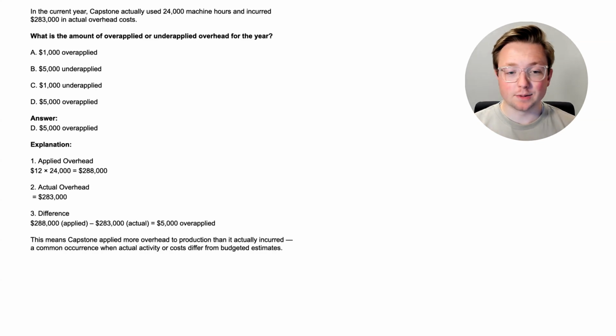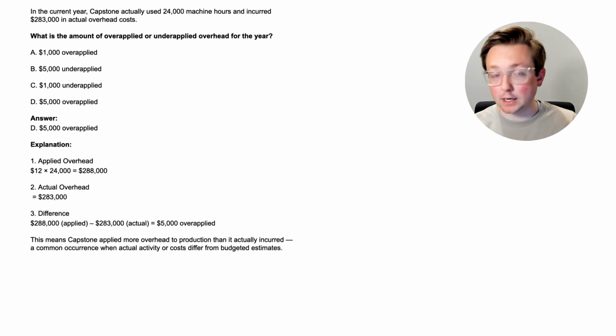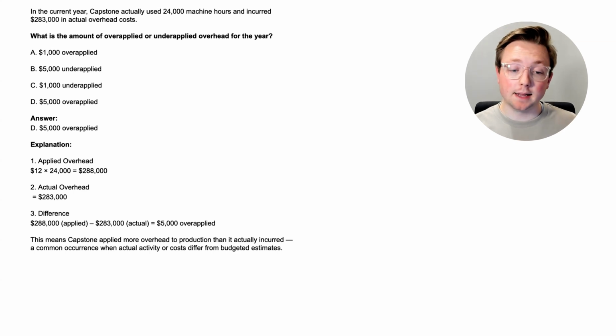All right, here we are. The answer is D, $5,000 overapplied. So let's walk through this. It's not too difficult. You take the applied overhead, which is $12 multiplied by the 24,000 machine hours, so $288,000. The actual overhead was $283,000. So they were expecting, based on 24,000 machine hours, to have $288,000 applied overhead, but the actual overhead was $283,000. So that $5,000 difference means that they had $5,000 extra or overapplied for those 24,000 machine hours.